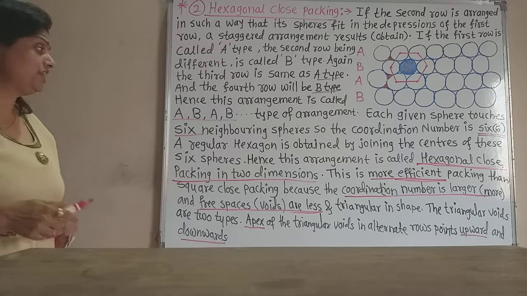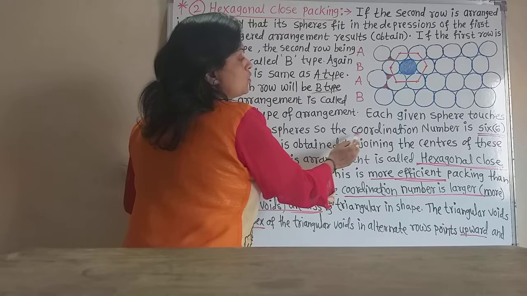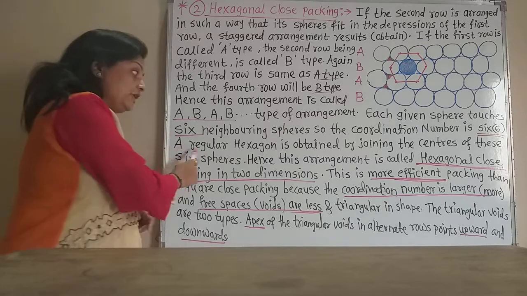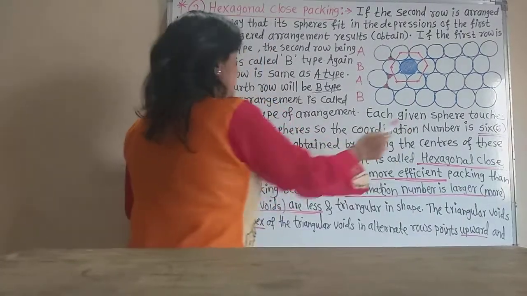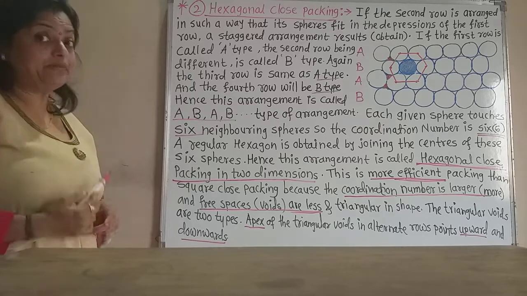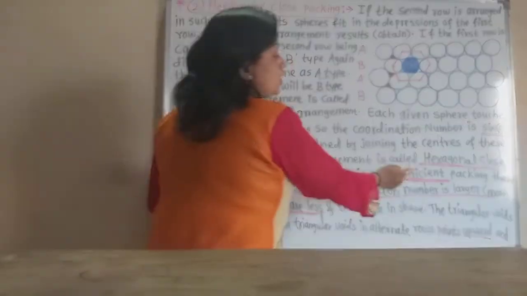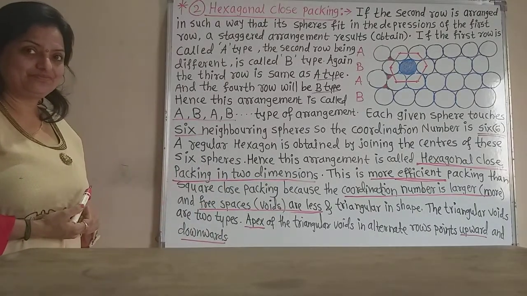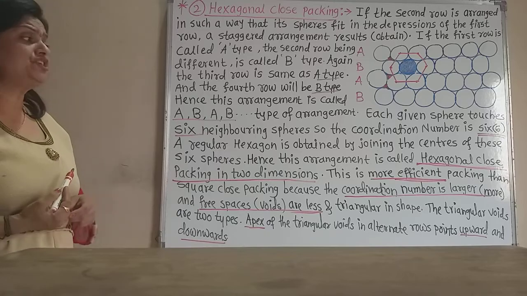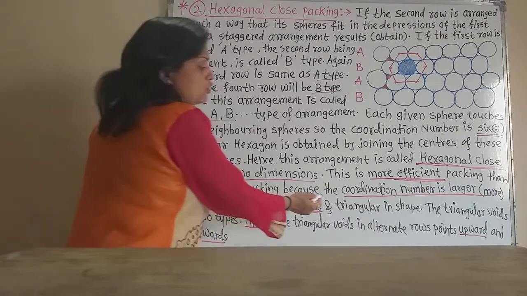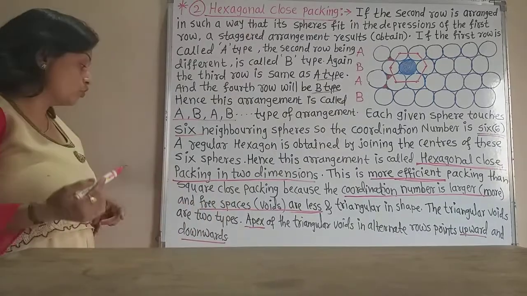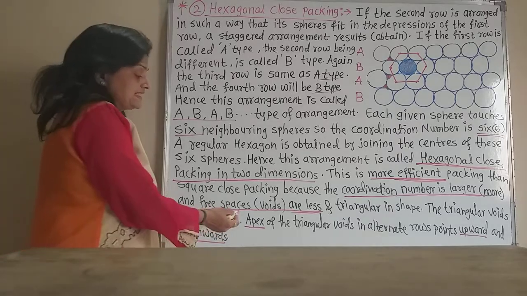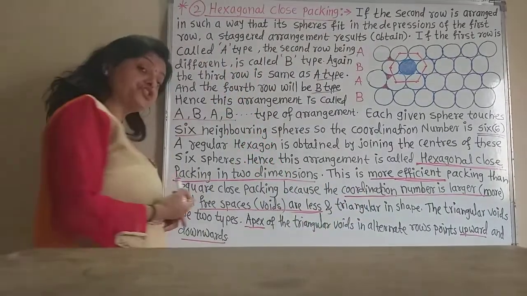Each given sphere touches 6 neighboring spheres, so the coordination number is 6 in the hexagonal close packing. A regular hexagon is obtained by joining the centers of these 6 neighboring spheres. Hence this arrangement is called the hexagonal close packing in 2 dimensions. This is more efficient packing than the square close packing because the coordination number is larger, and the free spaces or voids are also less, being triangular in shape.